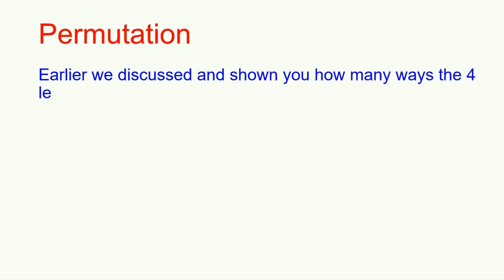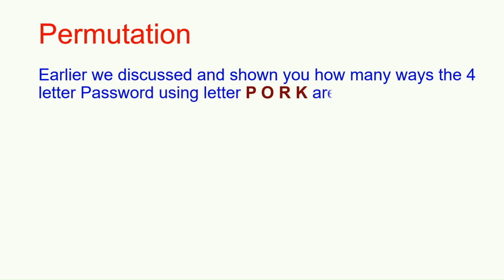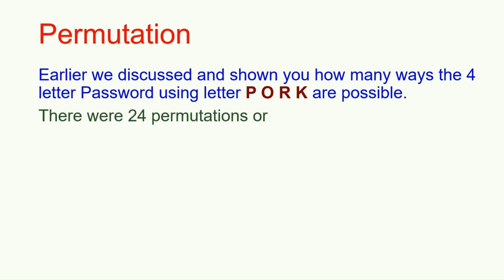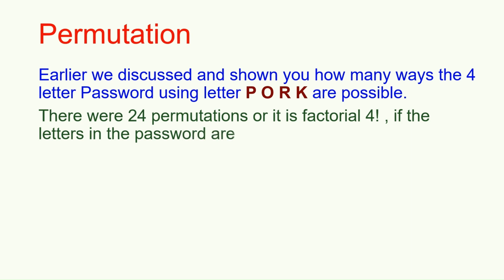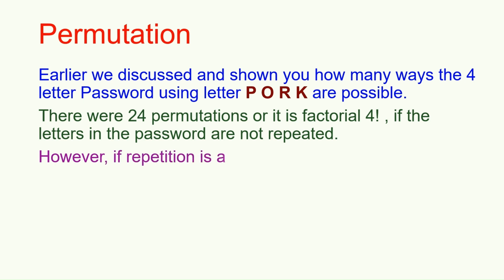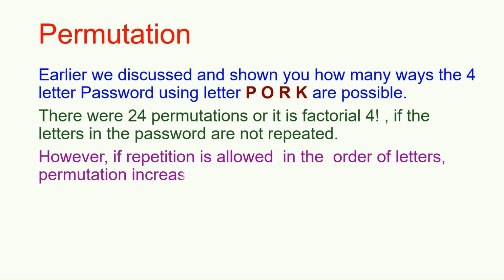The permutation. Earlier we discussed and showed you how many ways a 4-letter password using the letters PORK is possible. There were 24 permutations, or factorial 4, if the letters in the password are not repeated. However, if repetition is allowed in the order of letters, permutation increases to n to the power of n.